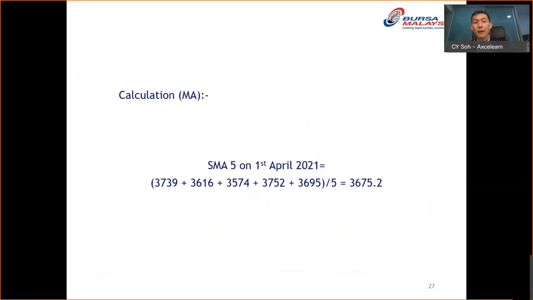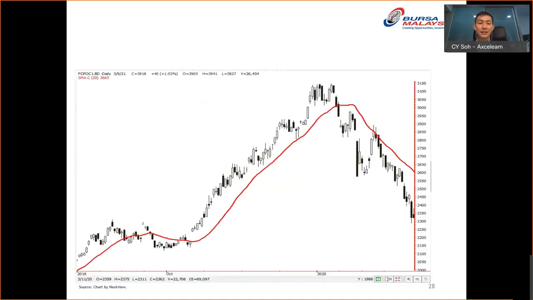So parameters, what do we mean by parameters? For example, here is the moving average of 5 days, which means the parameter is 5, and it uses very simple mathematical calculation. It takes the 5 days of closing price in order to calculate your moving average. And when you plot all of these figures into your chart, that is where you get your moving average line.